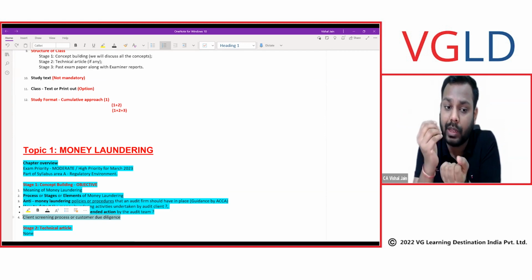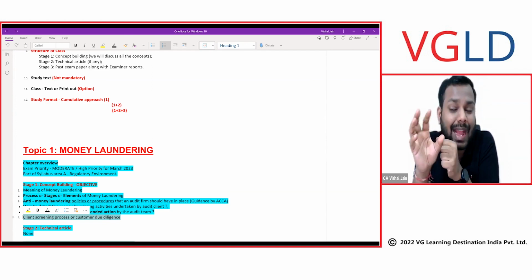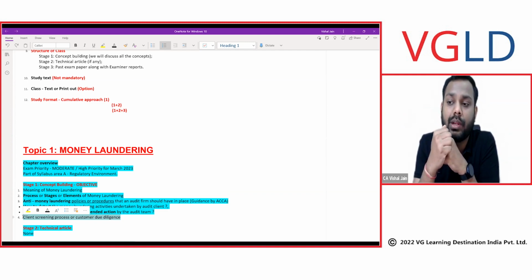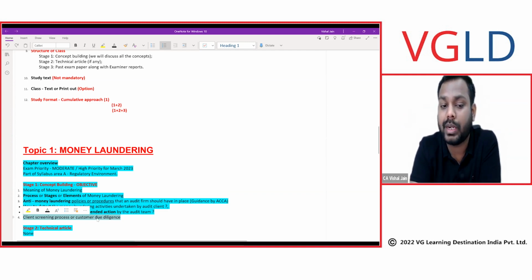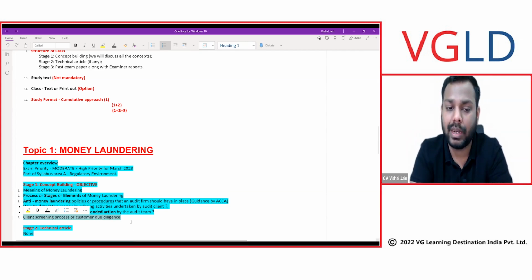Why? Because if they find in your bank account any transaction which is suspicious money laundering, they can catch hold of you. Okay, that's what is called client screening process or customer due diligence. Know your customer is just one example of that. I'm saying so, these are the four things which you have to study in the money laundering chapter.